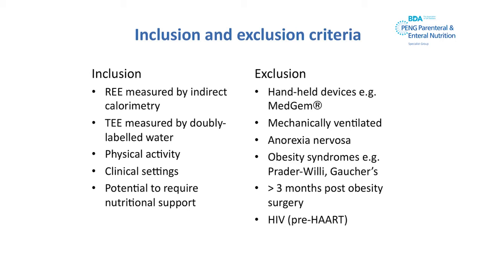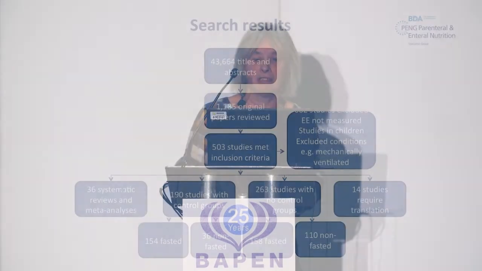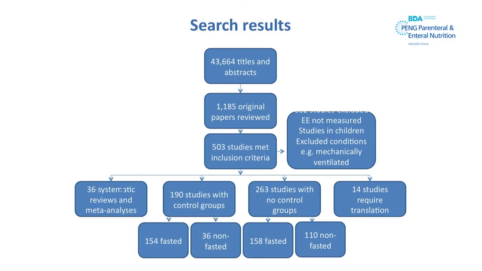And what we've also done is we've not excluded HIV studies. What we've excluded are studies which were pre-antiretroviral treatments, because people's outcomes and their body composition, everything have changed so much since then that we thought that those studies would be inappropriate. So what we found is we got 43,664 titles and abstracts that we all looked at, and that took us quite a long time. But from those 43,000, we had just over 1,000 original papers that we double looked at, everybody looked at.